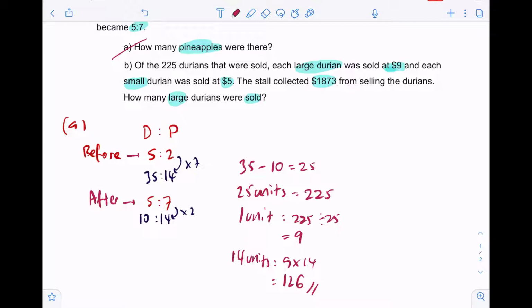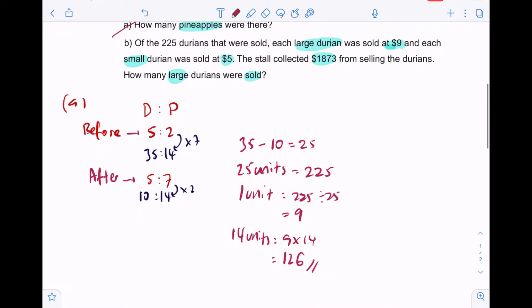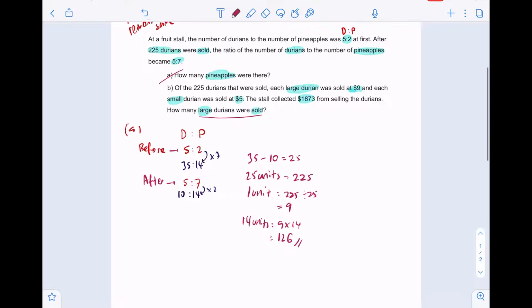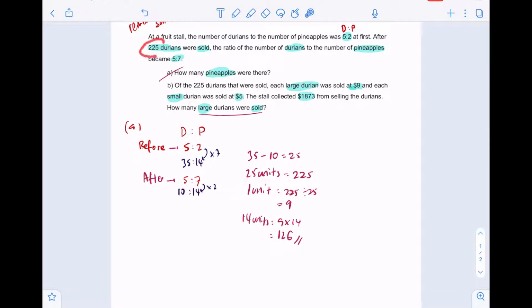Now for part B, of the 225 durians that were sold, each large one was $9 and each small one is $5, and the store collected a total of this much money. How many large durians were sold? Now this is an assumption method problem, because now we have two totals. We have the total durians sold, the total amount of money collected, and each of the durians' prices. Since we want to know how many large durians were sold, the first step is to assume the opposite.